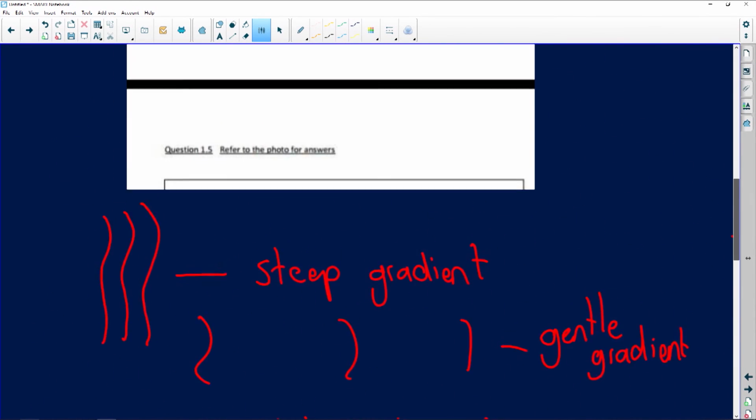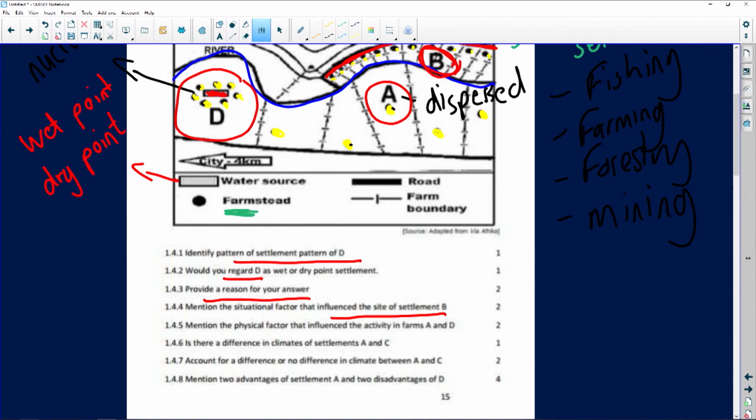Now, if we look at our next question, account for a difference or no difference in climate between A and C. Grade 12, I just discussed it with you. The differences between them are because of the different types of breezes we experience during day and night. During the day, we experience an anabatic breeze, upslope, and during nighttime, we experience Catabatic, downslope, where the cold air collects in the bottom of it.